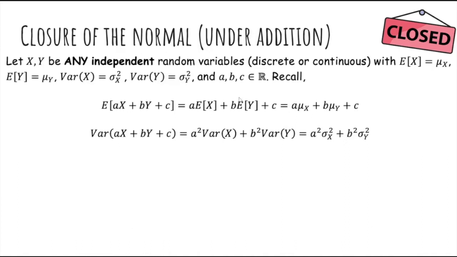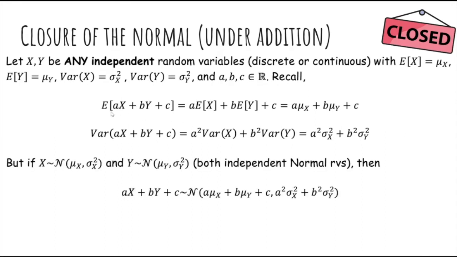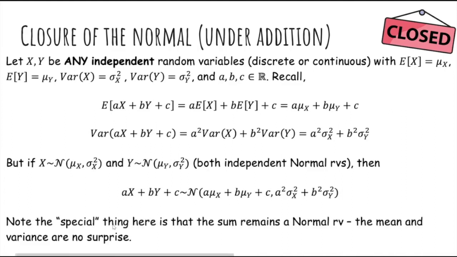This also works if you have two independent random variables. Recall by linearity of expectation, we can derive formulas for the expectation and variance of aX plus bY plus c. But if X and Y are independent normal random variables, then this combination of the two random variables is also normal. Again, it's special that the sum is normal. The mean and variance are no surprise.